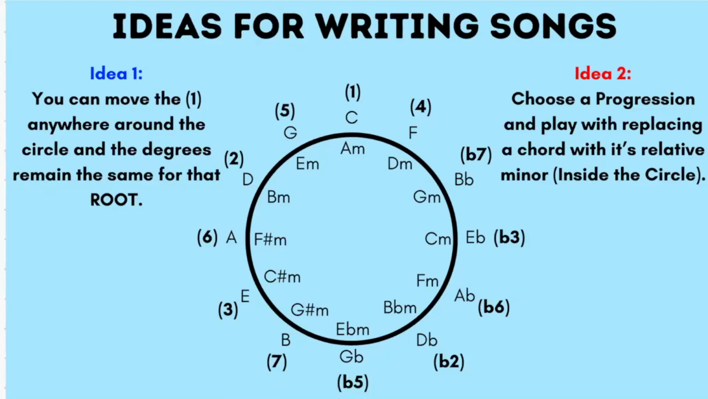So it'll be G, and then we'll go to the six, which is E, then C, which is the four, and D, which is the five. So now that E sounds like it would sound better minor. So let's use the relative minor instead, like this.